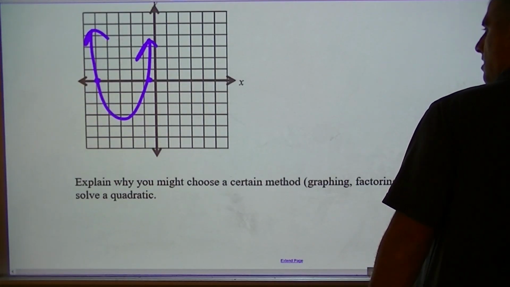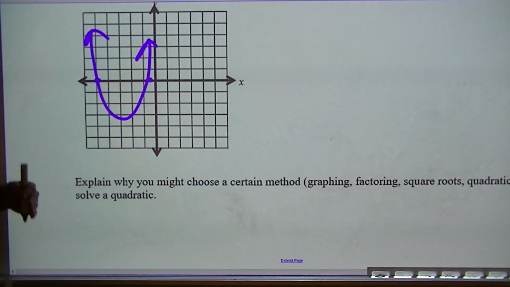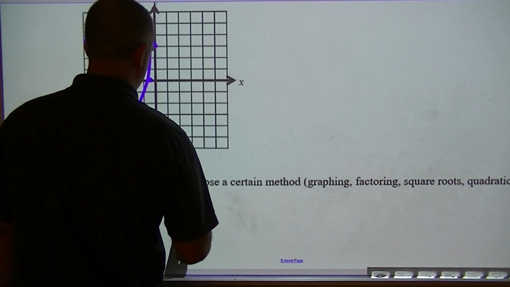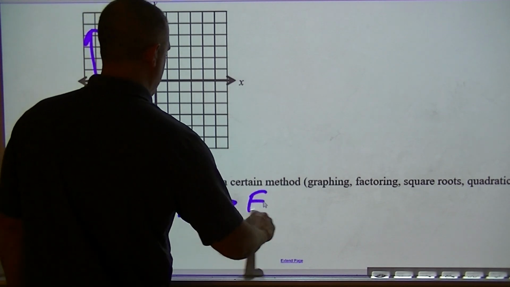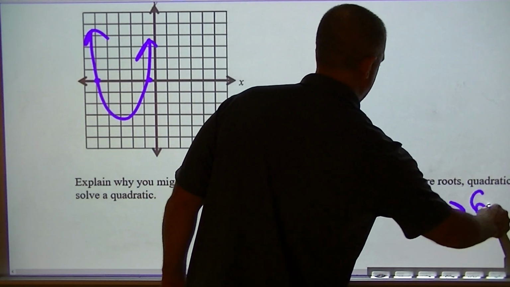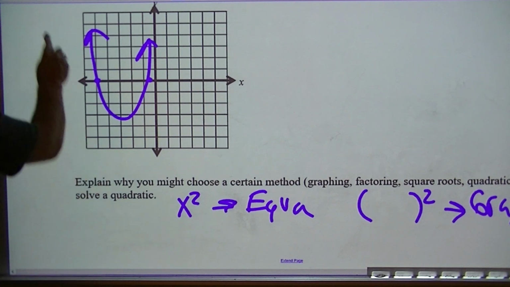Explain why you might choose a certain method over another one. Okay, from our standpoint, we're going to choose the easiest method. For all the squared terms, we're going to use equal. And for the parentheses ones, we're just going to graph it. And that's why. Our calculator is better suited for that.